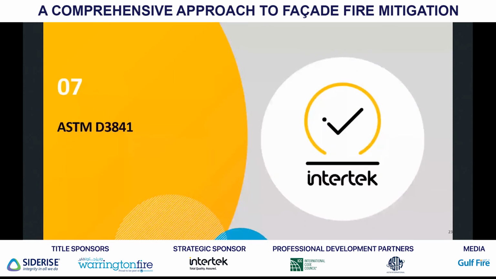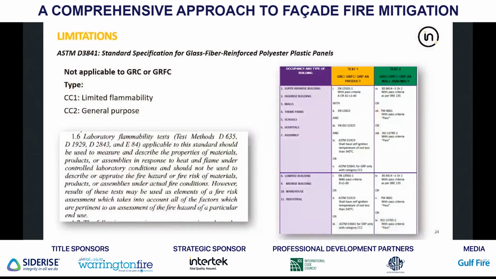This standard is mentioned as well in the table for GRCs and GRPs. One thing to keep in mind, this is not applicable to GRCs. This is a product standard, basically. This is the standard specification for glass fiber reinforced polyester plastic panels. So what that means is that for GRC, this would never be applicable. The requirements in the code are CC1 and CC2. Just know CC1, limited flammability, CC2, general purpose.